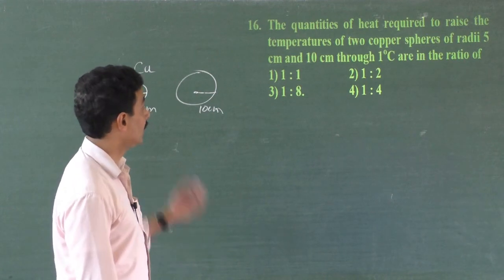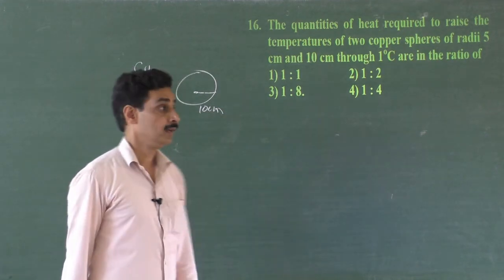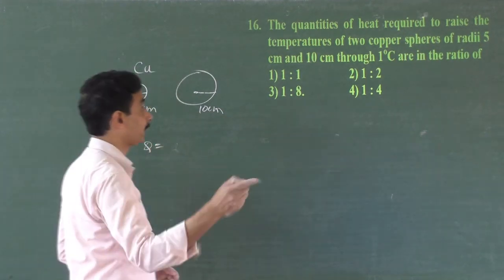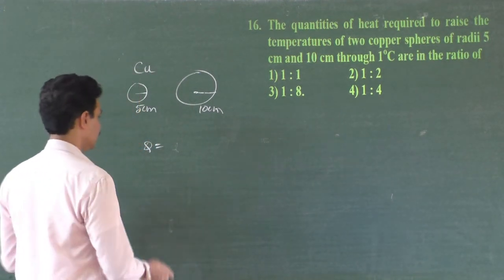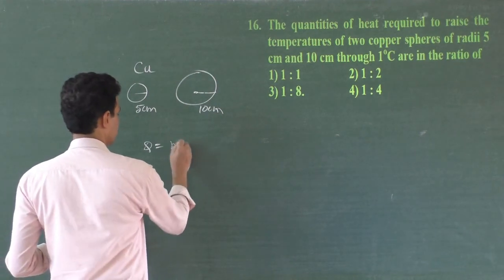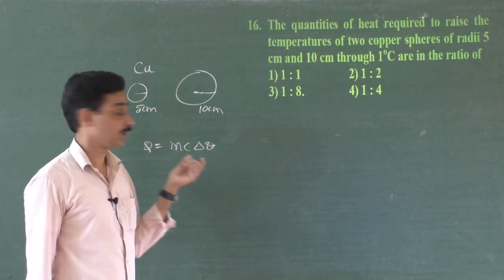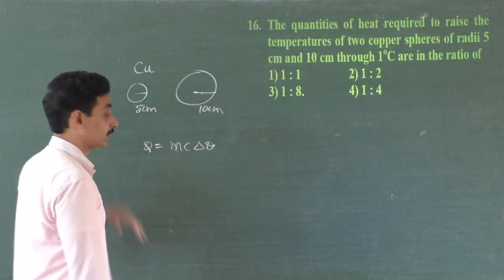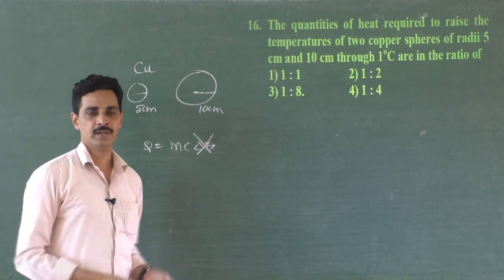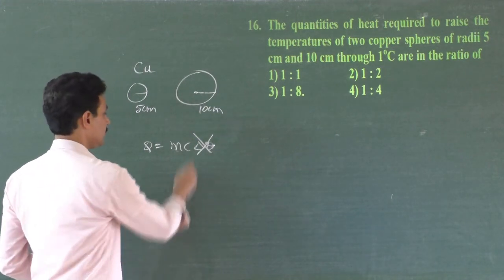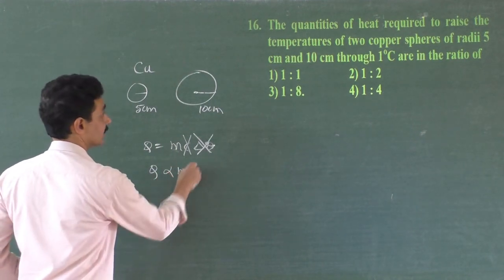But they are asking the ratio of the quantities of heat required. What do you call that? It is given another name, heat capacity: the total amount of heat energy required. Quantity of heat Q is equal to mc delta theta. Here you have two copper spheres, and you compare the formula. Both are heated through 1 degree Celsius, so no competition of temperature. Both are of the same material, so the quantity of heat required is directly proportional to mass.